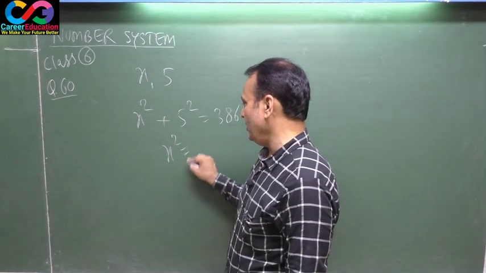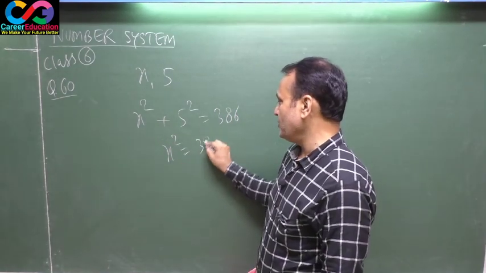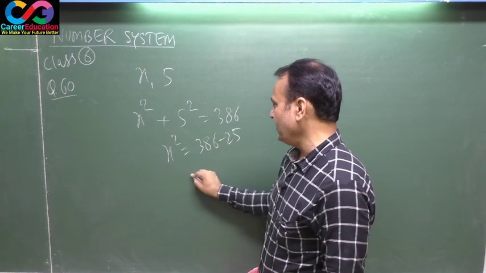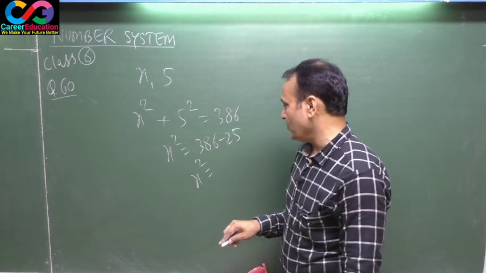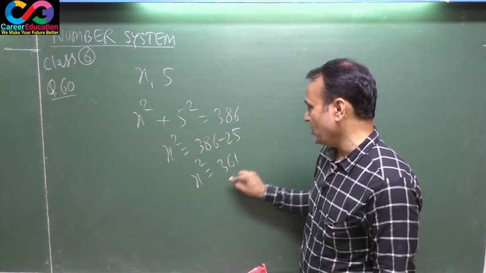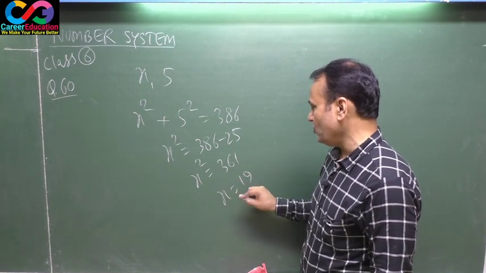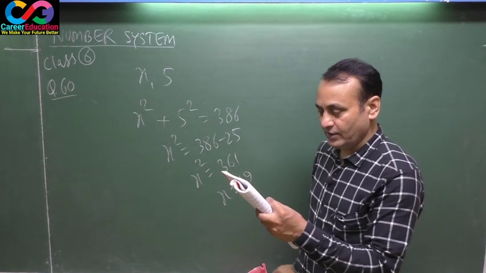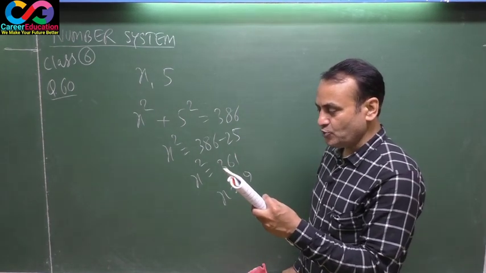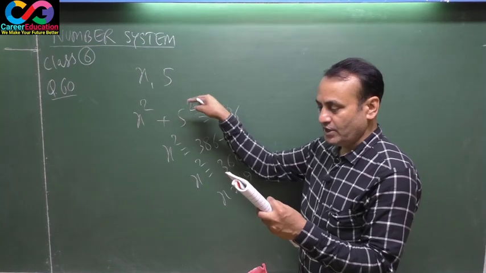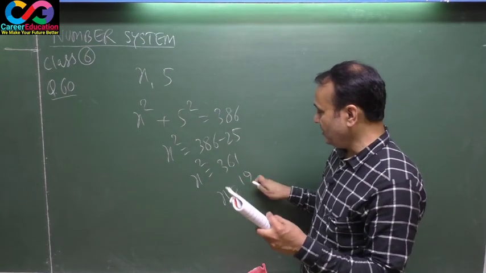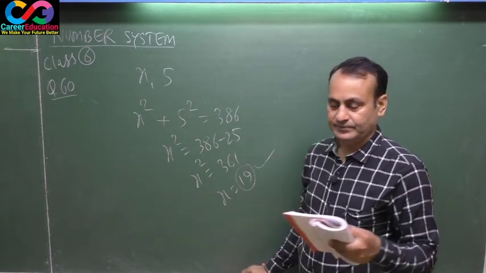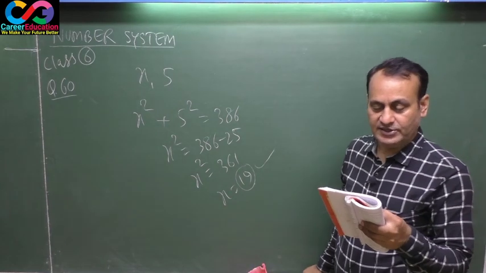Thereafter x square equals 386 minus 25, again x square equals 361, again x equals 19, as 19 square equals 361. That is x equals 19. x is the other number, that is 19 finally. Write down. The answer of this question is 19.